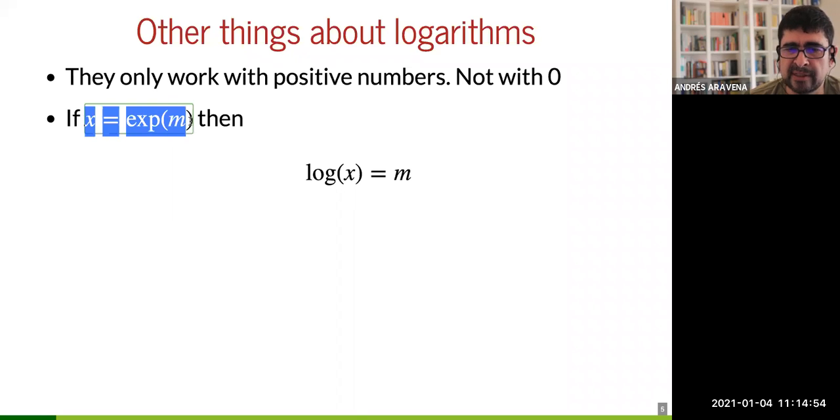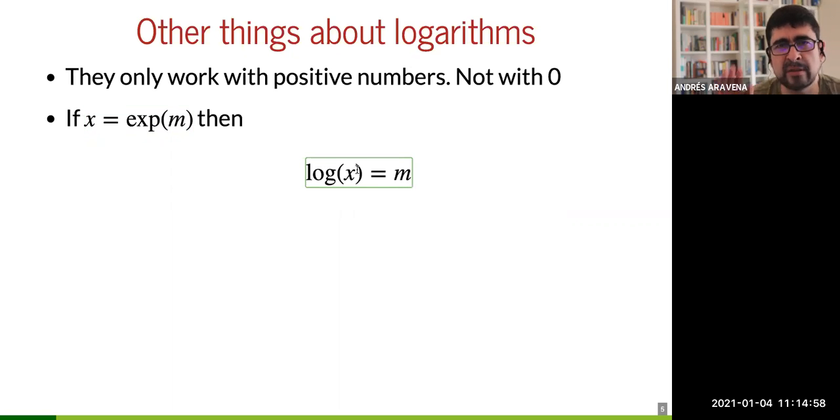The second point is this identity. If x is exponent of m, then the logarithm of x is m. Okay, that is the thing that you have to keep in mind. In fact, this slide and the next slide are the only thing that you have to keep in mind, and you can take your notebook, your post-it, and you write this thing. You have to know them forever.